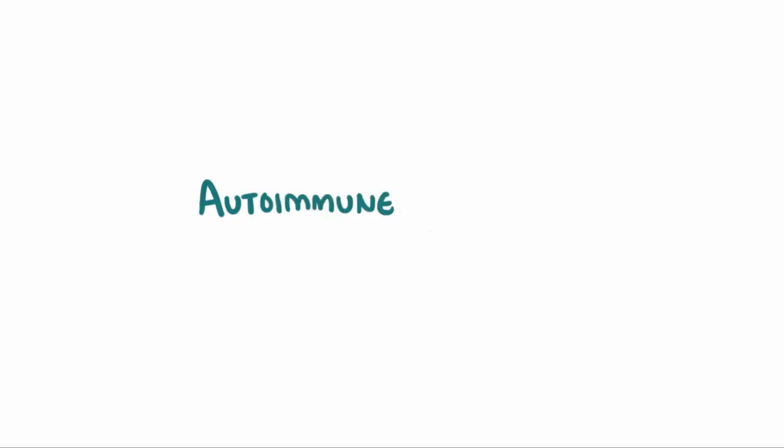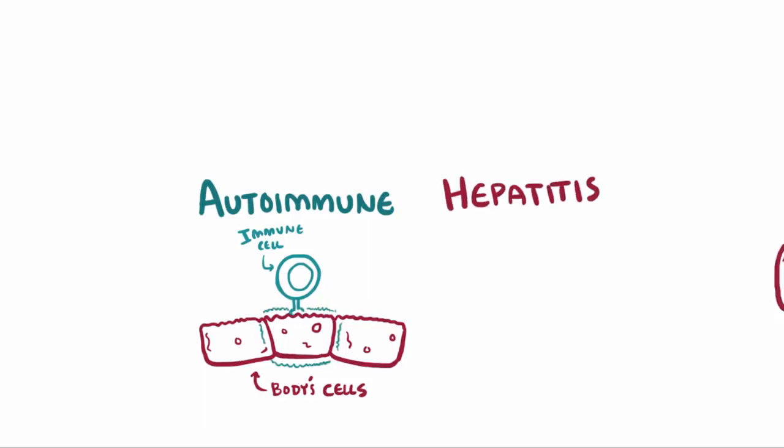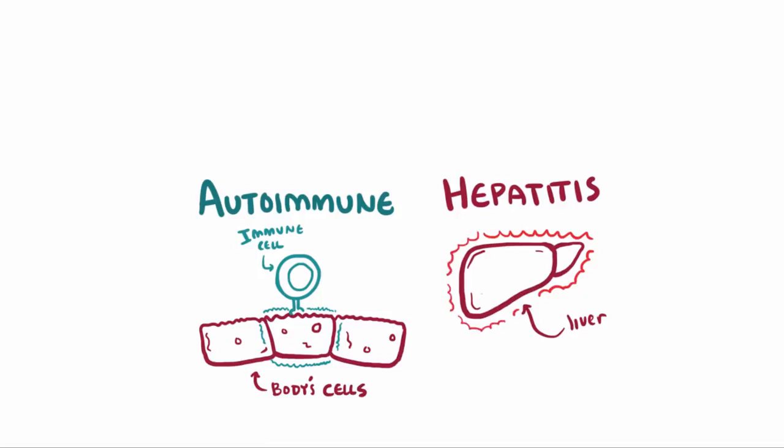So, an autoimmune disease is this special sort of disease where your own immune cells have gone rogue and start to attack your own cells, right? Hepatitis happens to mean inflammation of the liver, so it's reasonable to say that autoimmune hepatitis is this resulting inflammation of your liver tissue because they're being attacked by your own immune cells.